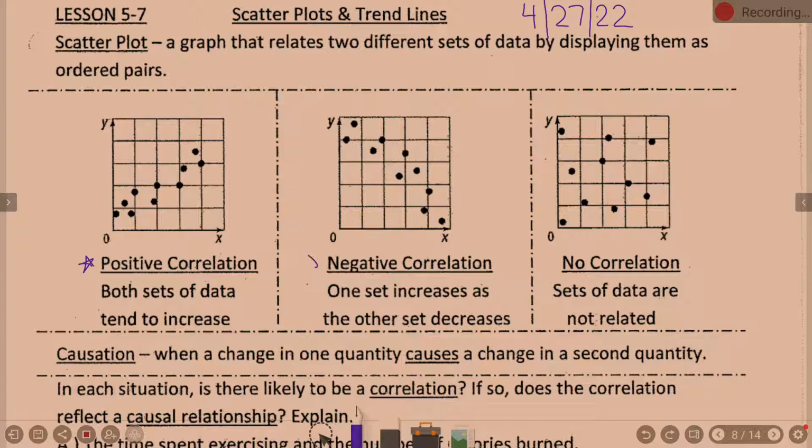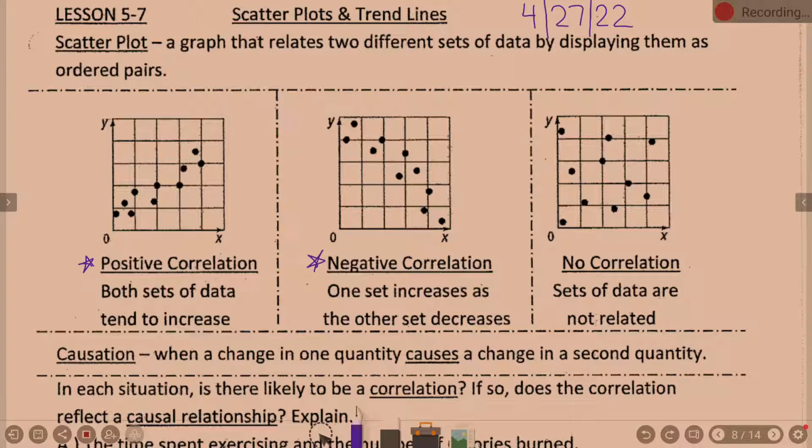Second one is your negative correlation. What do you know about the dots here? As we move to the right, they're moving down. So the idea here is, as x is increasing, my y values are coming down. As one set increases, the other set decreases. So with positive, both items are increasing. With negative, you've got one increasing and the other decreasing.